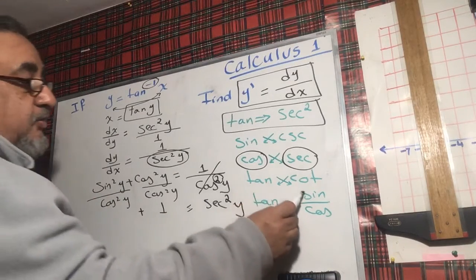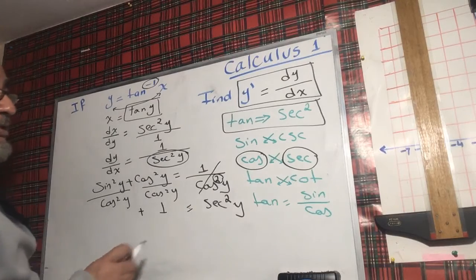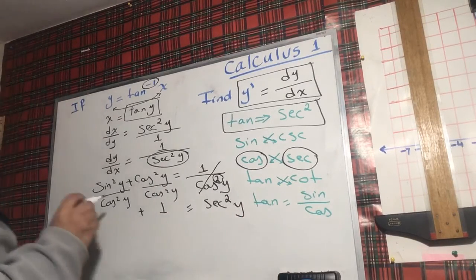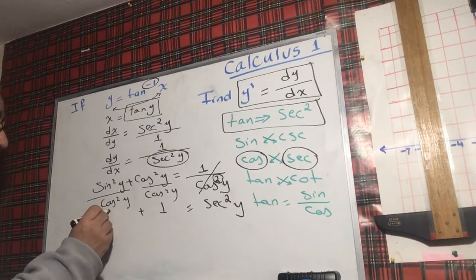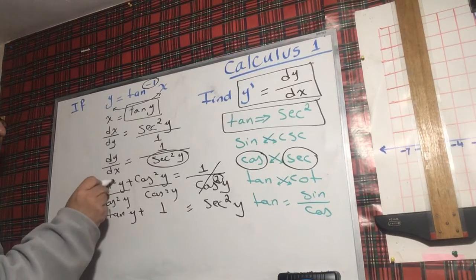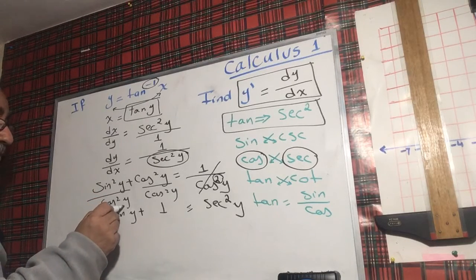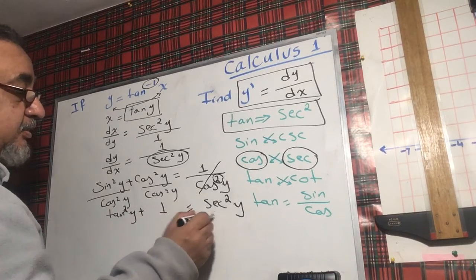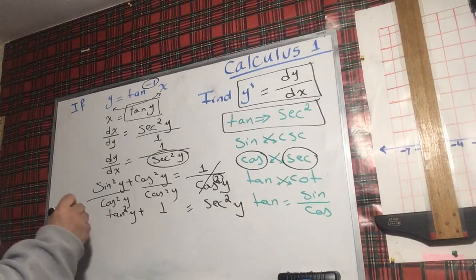We have sine squared over cosine squared equal to tangent squared. Again, sine over cosine equals tangent. Right here, this is tangent y, but this is sine squared over cosine squared, so it has to be tangent squared. Now, secant squared is 1 plus tangent squared.